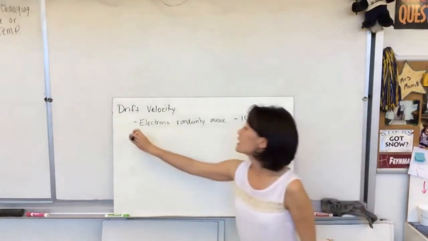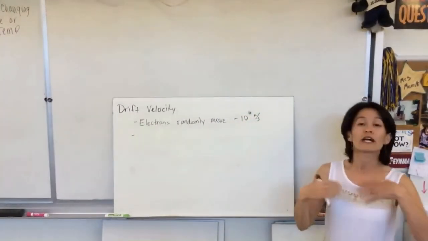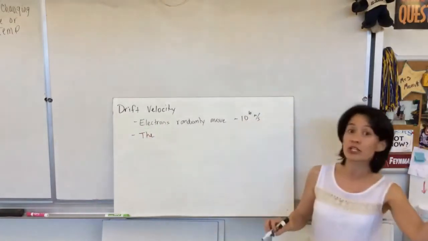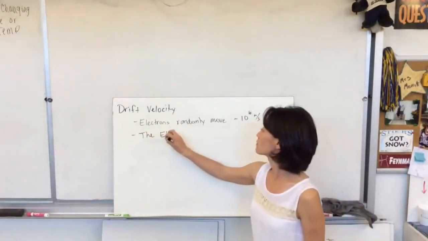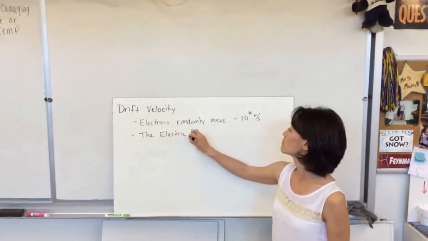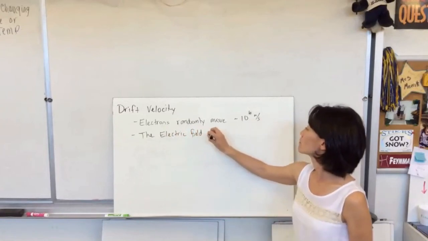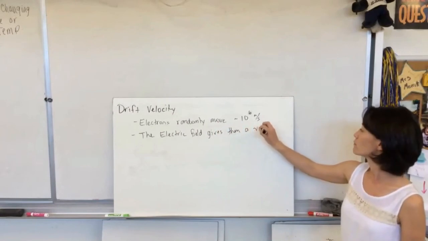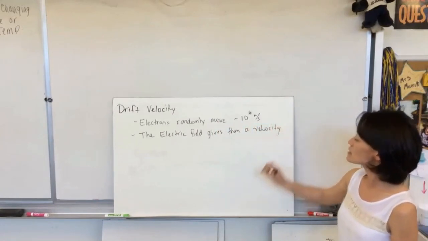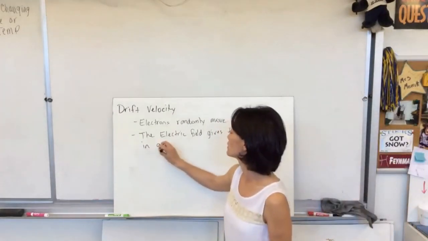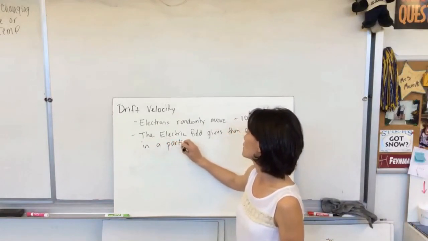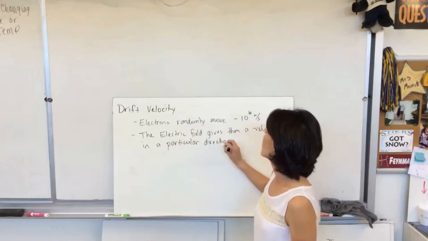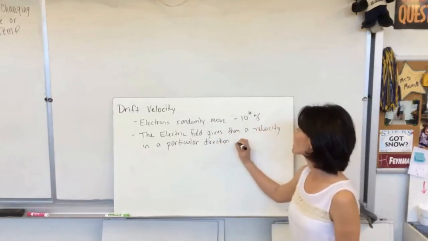Now, when an electron is exposed to an electric field, the electric field is going to give them an additional velocity. Gives them a velocity in a particular direction. And this is called the drift velocity.